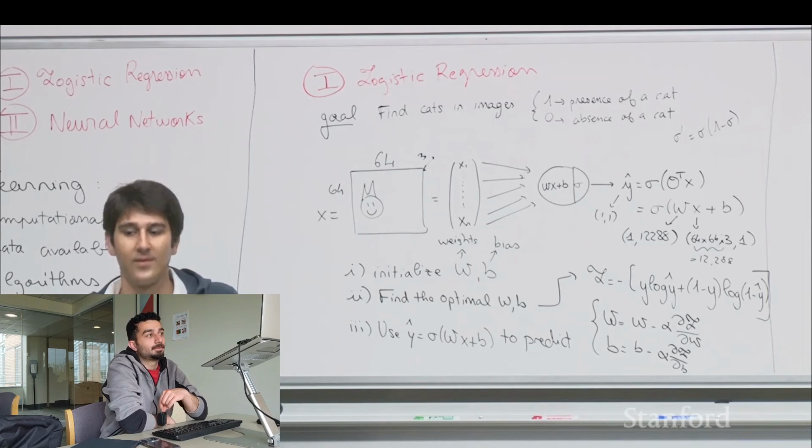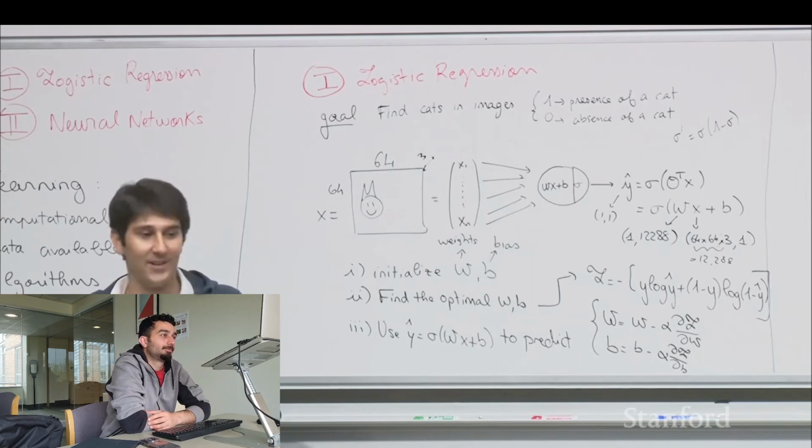So this is the number, 89, yeah, correct. So 12,288 weights and 1 bias.